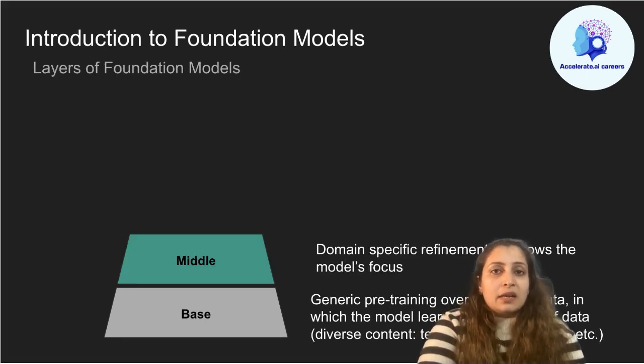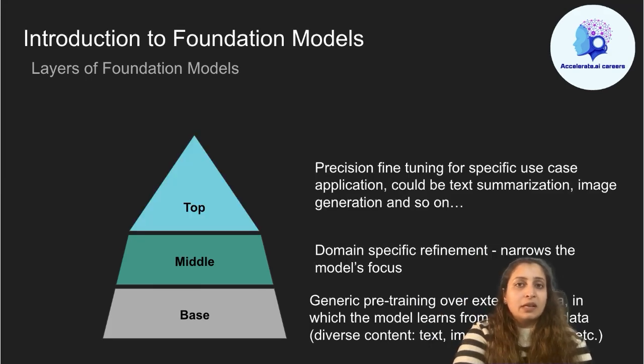Now, the second layer is the middle layer, which is domain-specific refinement, which narrows down the model's focus. The third and the final layer is precision. It basically fine-tunes for specific use cases and custom applications, could be text summarization, could be sentiment analysis, could be image generation, and so on.